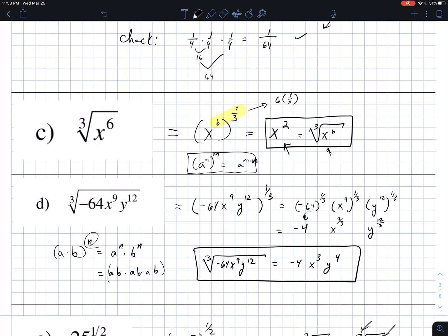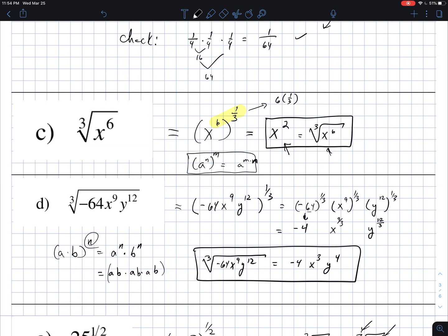On 1D, we have a cubed root of negative 64x to the 9th, y to the 12th. So you can see immediately again, I know, I'm a stickler for this, if you haven't noticed, but if you like doing it a different way, that's fine too. One of the things that I'm suggesting is get in the habit of using the fractions, because in the upper level courses, we're going to be using them more and more. So what did I do? After I broke it from the radical to the rational exponent.